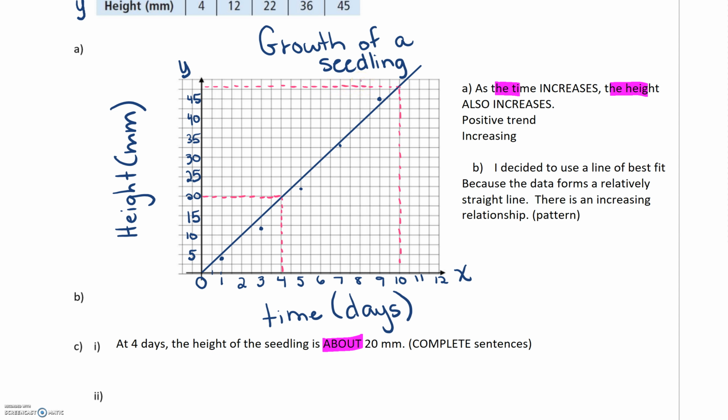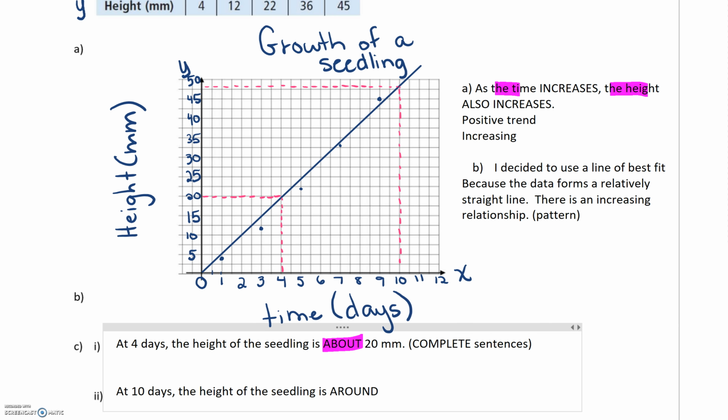Okay. And in this case, I'm going to continue my y-axis here. So this is 45. 50 would be my top value. And because I'm scaling this by 2.5s, I'd say this is about 48 millimeters. So all you would have to do is continue and go to question 2 and say at 10 days, the height of the seedling is around, I'll use a different word, around 48 millimeters.